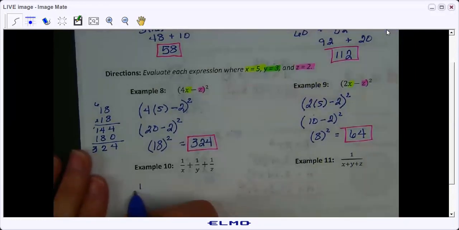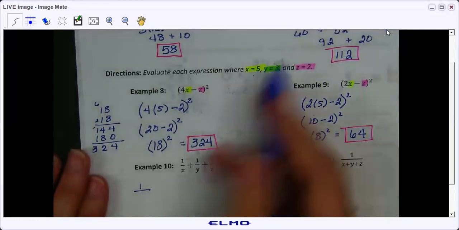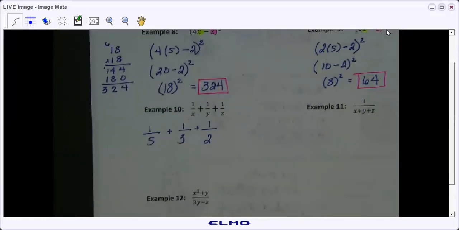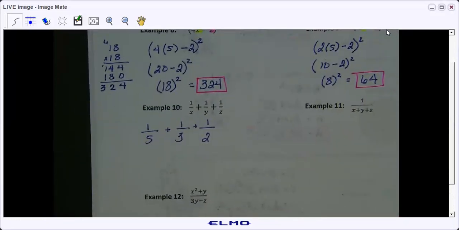So we have 1 over x, which is 5. We're gonna add that to 1 over y, which is 3. And we're gonna add that to 1 over z, which is 2. So we have fractions with unlike denominators. Can somebody tell me what we have to do? Add them. Make them have like denominators. You have to have common denominators.